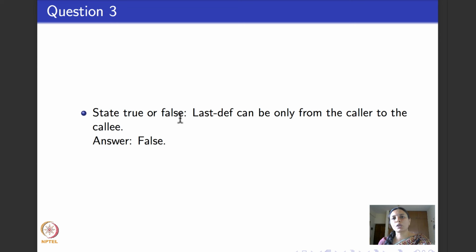They can be from the caller method to the callee method, and they can be values that are returned back from the callee method back to the caller method. So this statement is false. They can be both ways. It cannot be just one way.